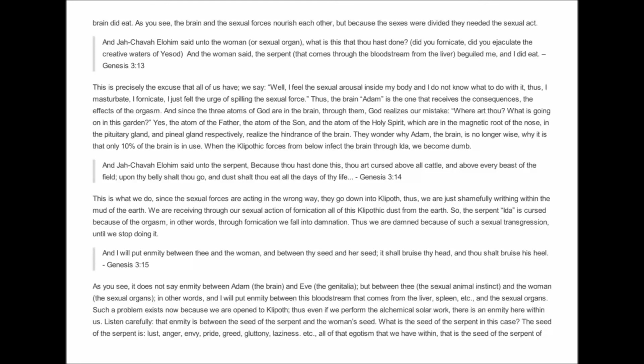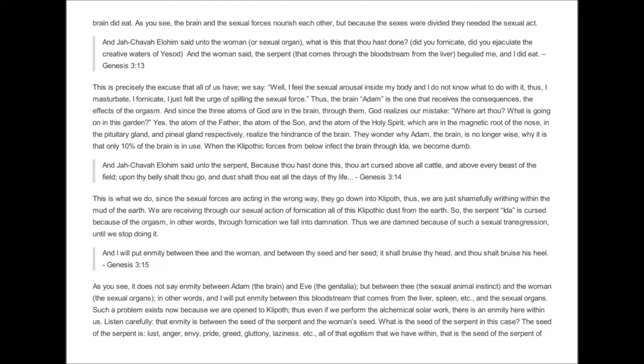Oh, well, so you fornicated. You infected the brain. Because the serpent beguiled you. And the Lord God said unto the serpent, because thou hast done this, thou art cursed above all the cattle, and above every beast of the field. Upon the belly shalt thou go, and dust shalt thou eat all the days of thy life.